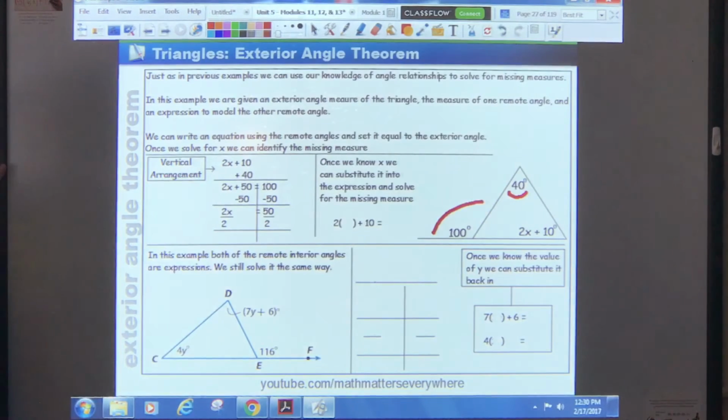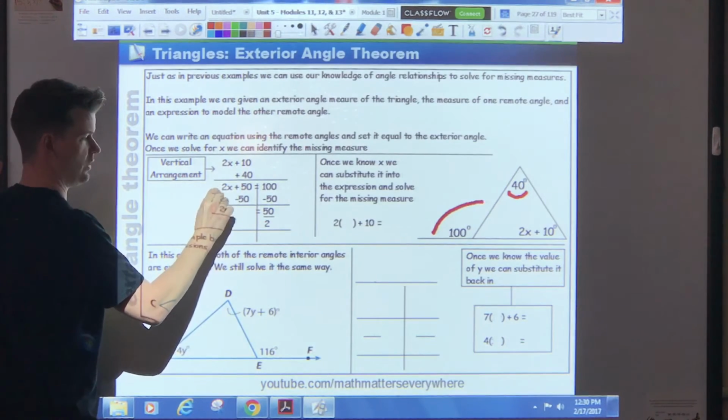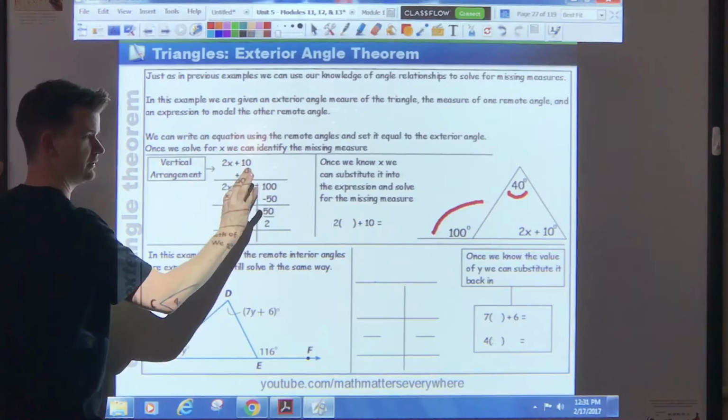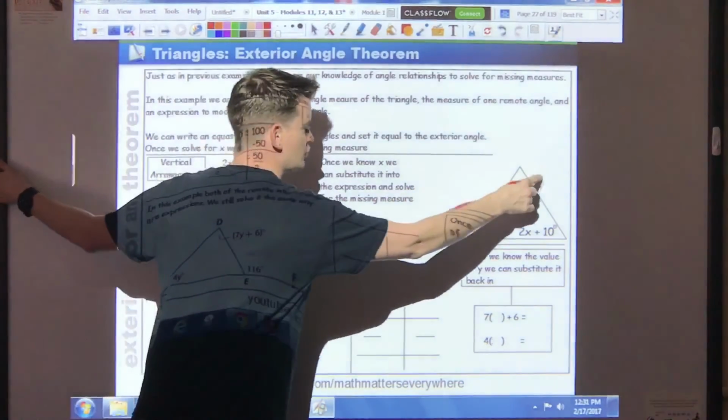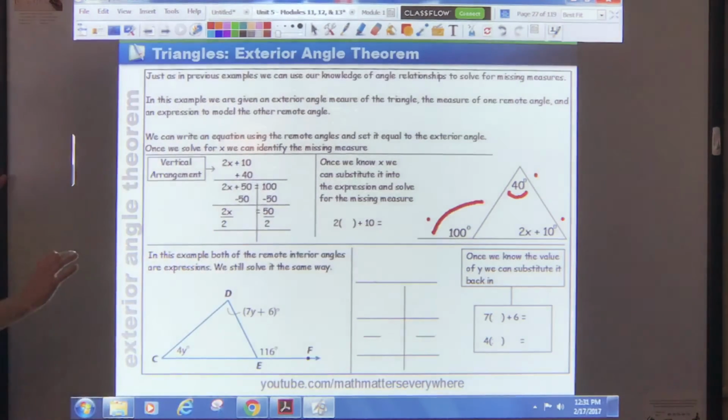The reason I do this is because sometimes it gets a little bit bigger. So just get in the habit of vertical arrangements. We combine them. We get 2x plus 50. That is being set equal to 100. Because I know that these two angles together equal 100 degrees. Not 180. So be careful.